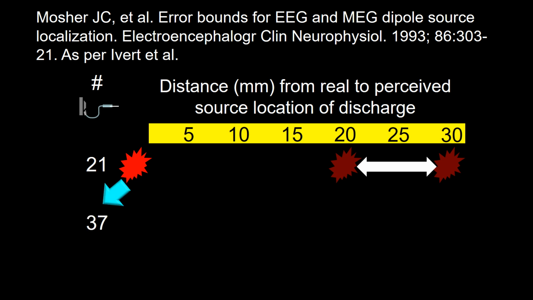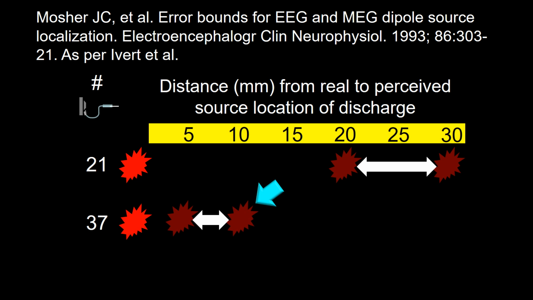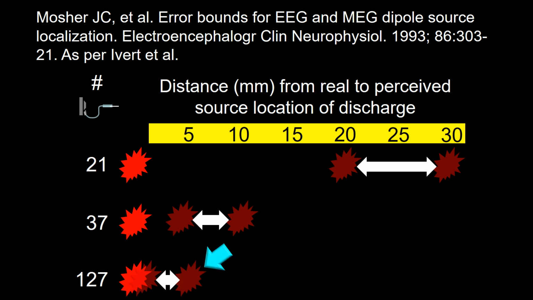Using 37 electrodes, the distance between the real source and the perceived source could be as little as 4 millimeters to as much as 10 millimeters. On the other hand, if 127 electrodes are used, the distance between the real source and the perceived source could be as little as 2 millimeters or as much as 5 millimeters. So as you can see, there is conflicting data regarding the benefit of closely placed electrodes.